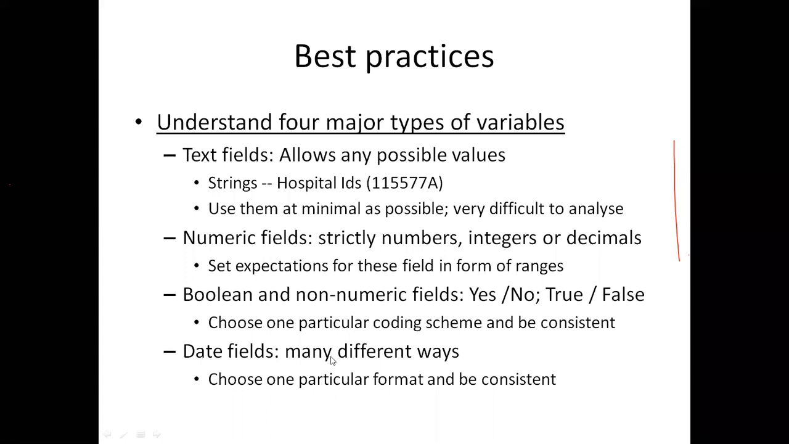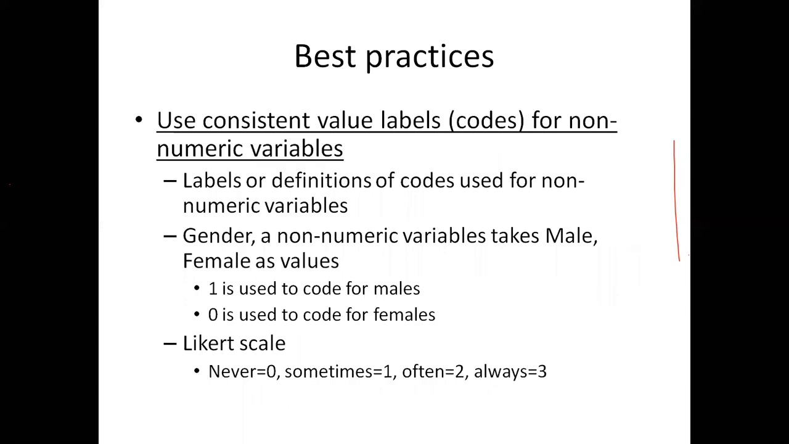And then the last type of variables are the date fields, right? You can put date fields in so many different ways, with month first and then day and then the year, or you can choose to represent them in different ways. But whichever way you choose, be consistent across all your data forms, right? So try and understand what are the major types of data involved in a database.